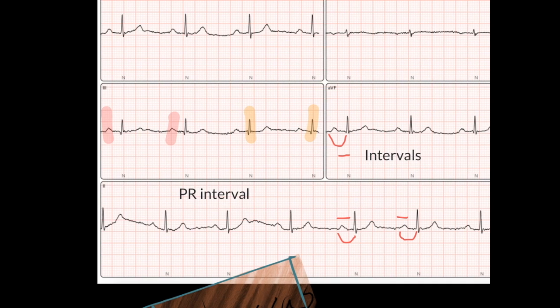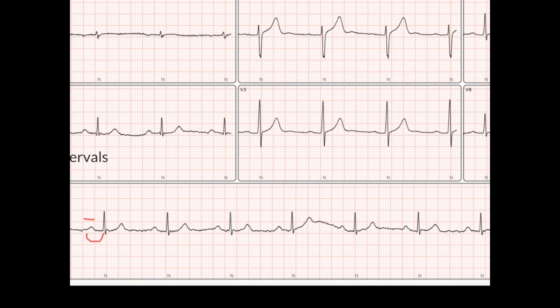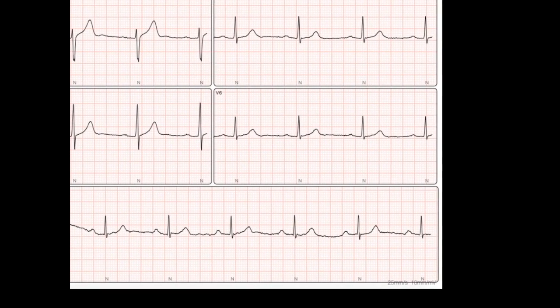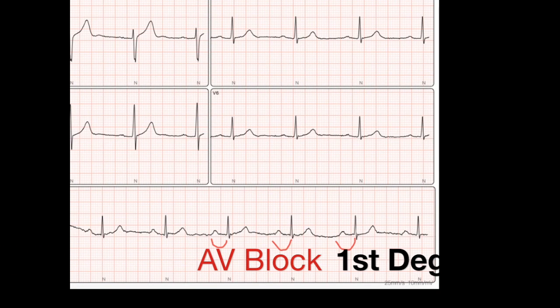So with consistent PR intervals throughout, and a prolonged PR interval, we know that the depolarization is being delayed in the AV node, and it is being delayed consistently, so that gives us the diagnosis of first degree AV block.